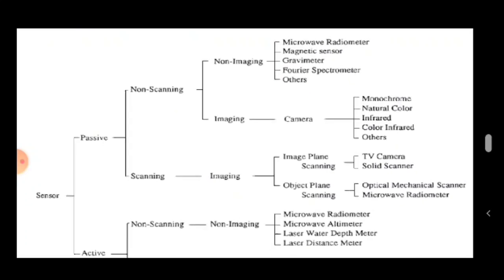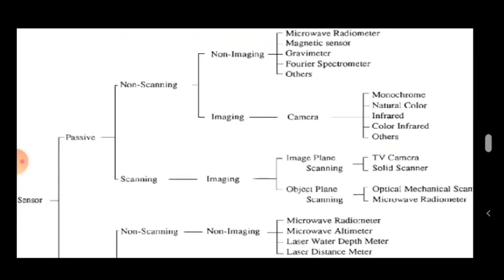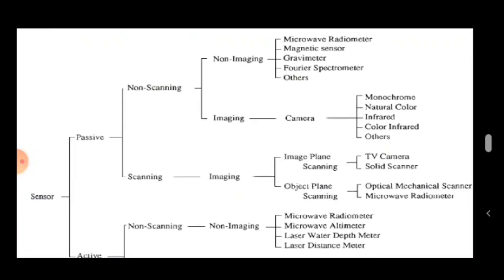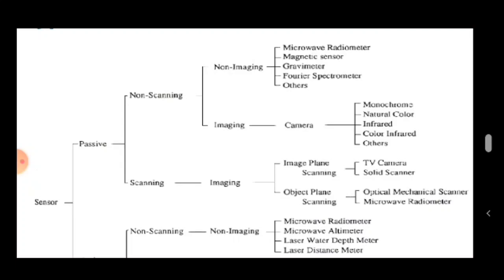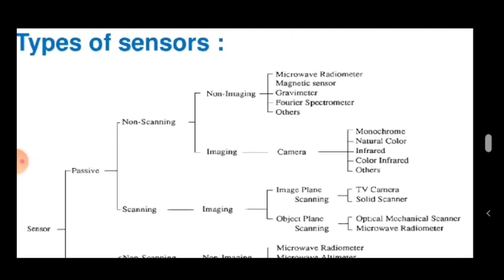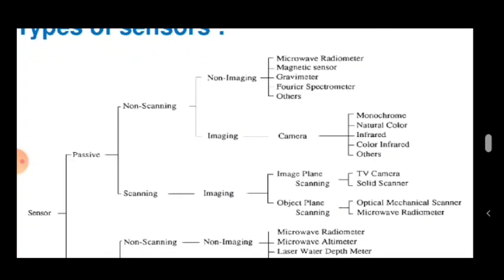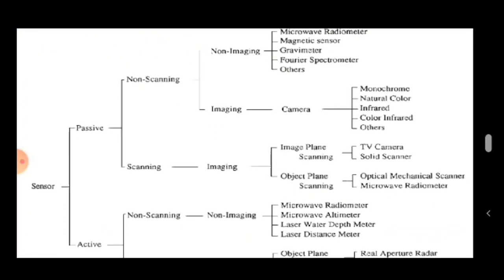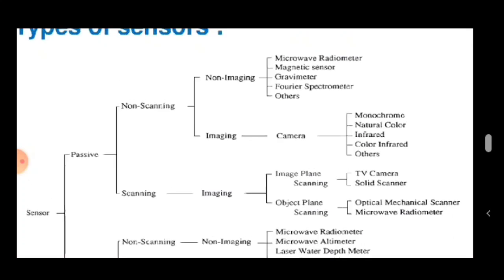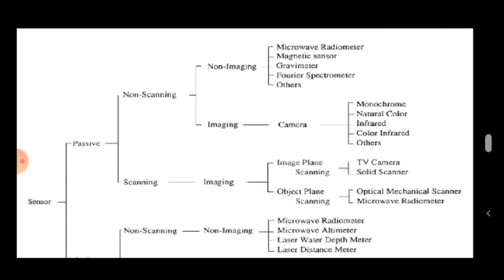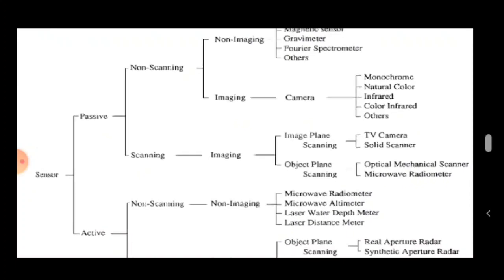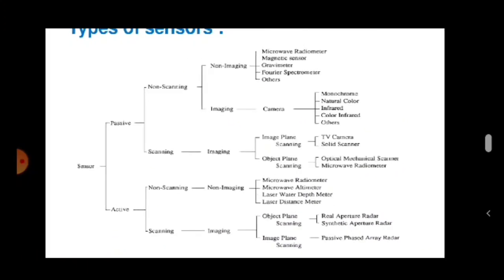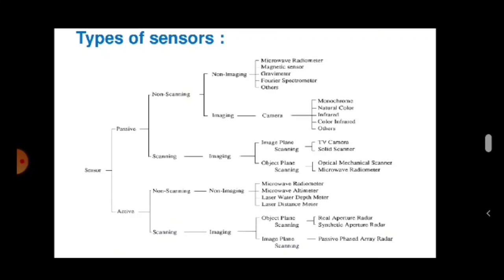One is non-scanning, another one is scanning. Active remote sensing is also divided into these two categories as well. And non-scanning, when it comes to passive, is divided into non-imaging and imaging categories. And there are some examples for non-imaging passive remote sensors and imaging passive remote sensors. These are examples for non-imaging, non-scanning passive remote sensors and imaging non-scanning passive remote sensors. So have a look at this chart and try to wrap these things into your head.